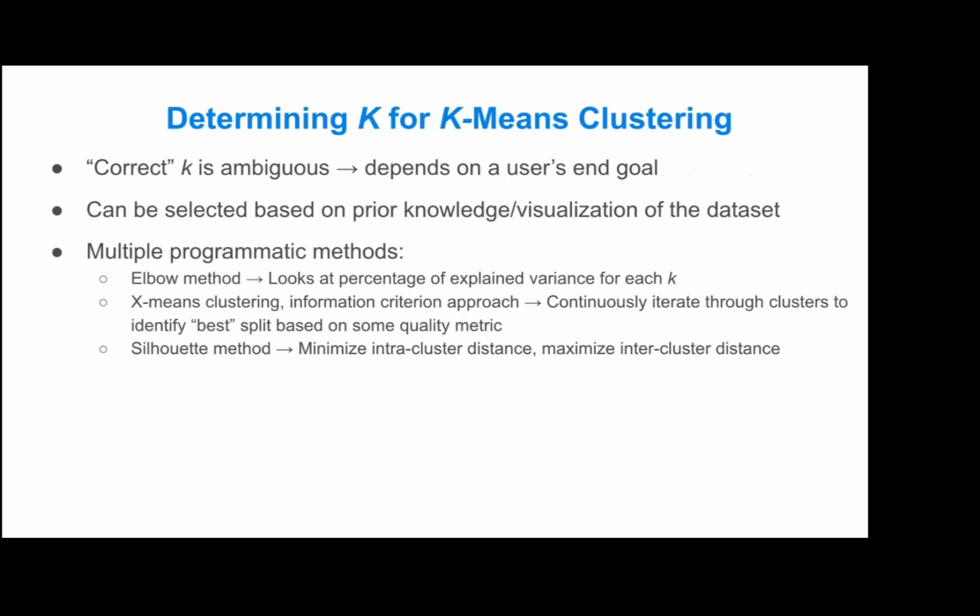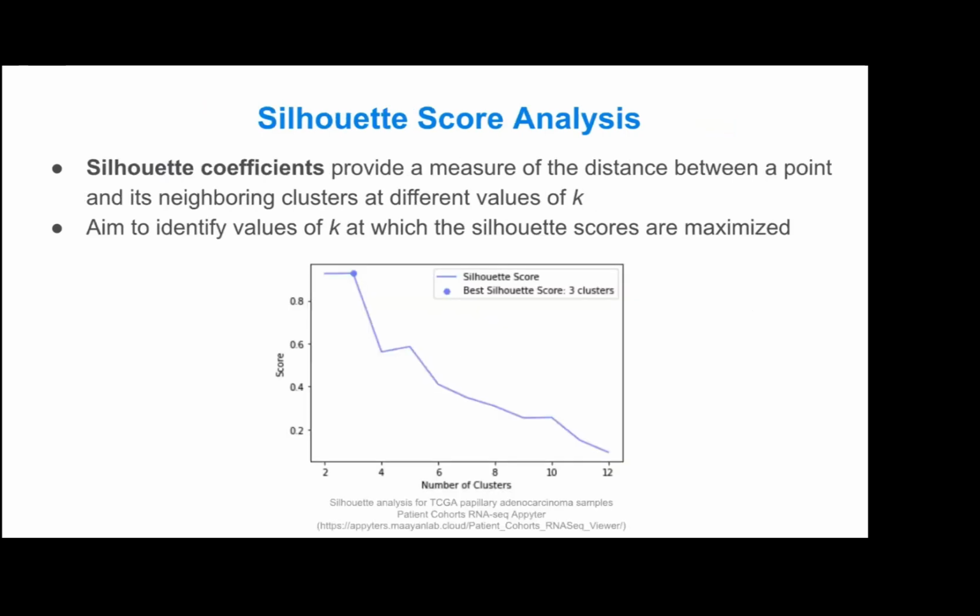But there are also more systematic and programmatic methods for determining k. There's the elbow method, which looks at how much explained variance there is for each potential value of k. There's a variation of k-means clustering called x-means clustering, where you keep iterating through different numbers of clusters to identify the best split based on some quality metric or information criterion. And the one that I'm going to be introducing today is the silhouette method, where essentially you want to minimize the intra-cluster distance and maximize the inter-cluster distance, and you're looking for the k that does this the best.